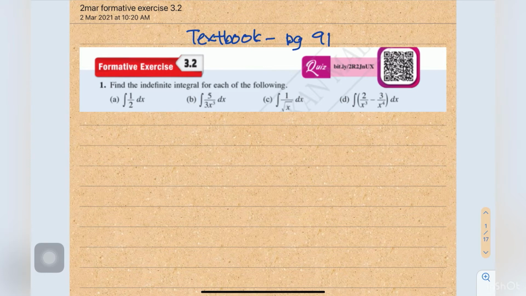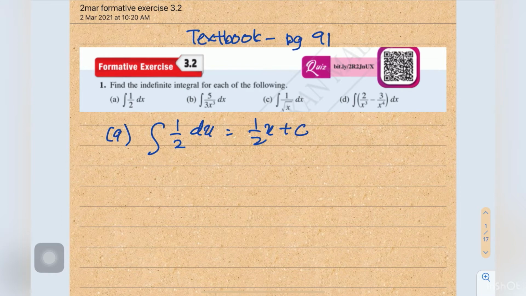Question number 1a. Integrate 1 over 2 dx. The integral becomes 1 over 2 x plus c. Then b, integrate 5 over 3x cubed dx.